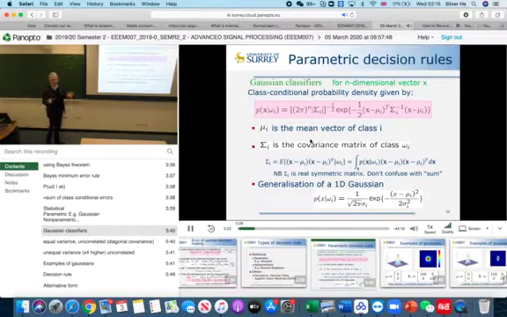And this is where the idea of supervised learning comes in, that we make those estimates based on the assumption that we have a particular model, and then we want to learn those parameters.